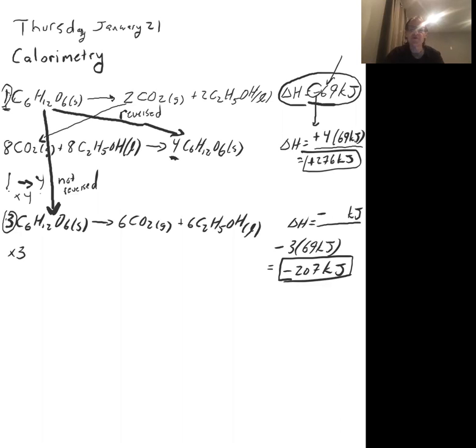Okay, so let's take a look at this other one. There we go. So 2 CO2 plus 2 C2H5OH goes to C6H12O6. And again, they want you to find delta H.